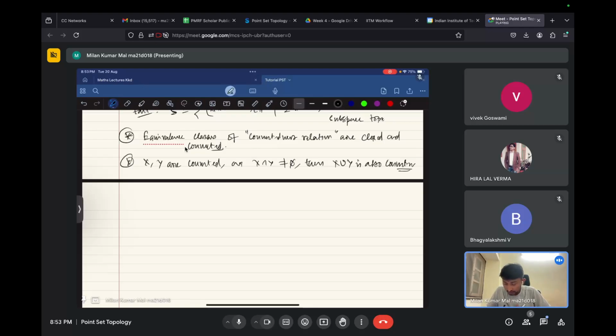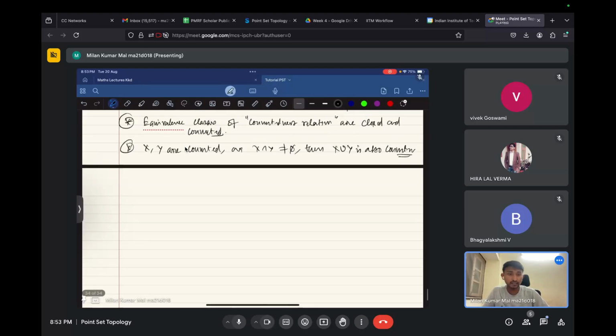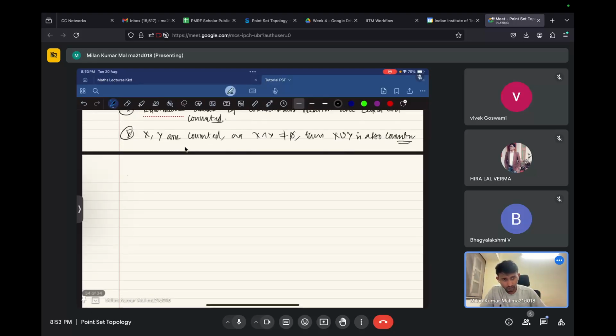Now your question is about GLNR, SLNR, those things. Let's come to those points. Now one more fact that I have not used. F is a map from X to Y, a continuous function. X and Y are two topological spaces. F is a continuous function.